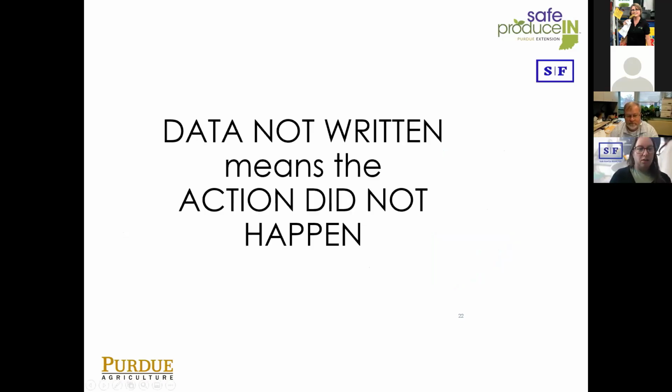So again, I'll just reiterate, back to my point on data. If you are in the regulatory industry, or if you're a food safety specialist in your facility, then you already know: data not written means the action did not happen. So that's our way of capturing the data. There are other ways to do it.